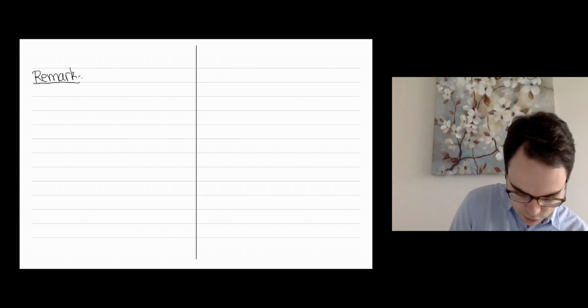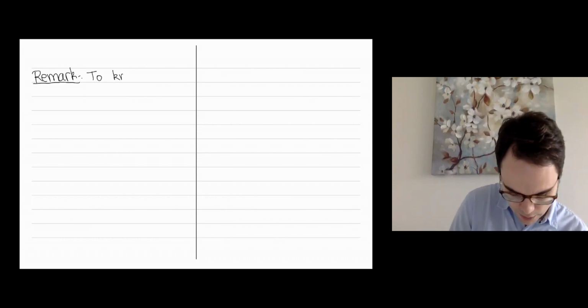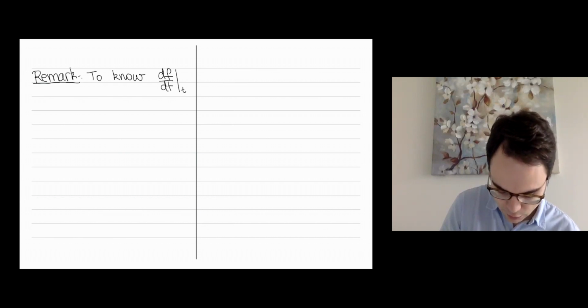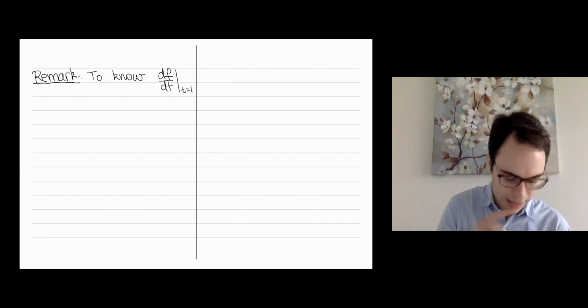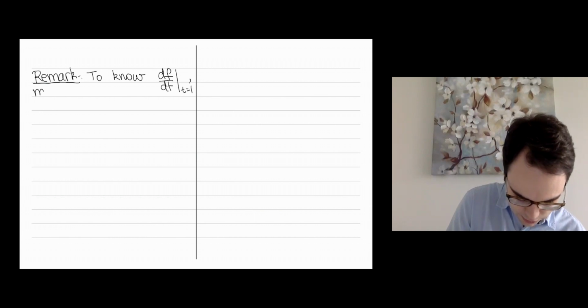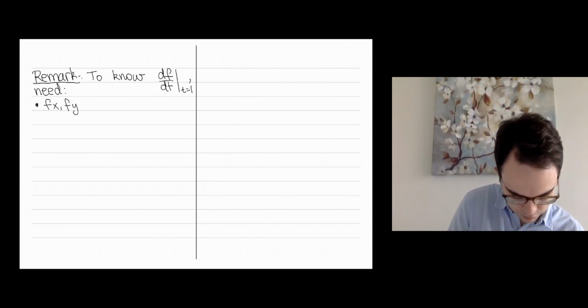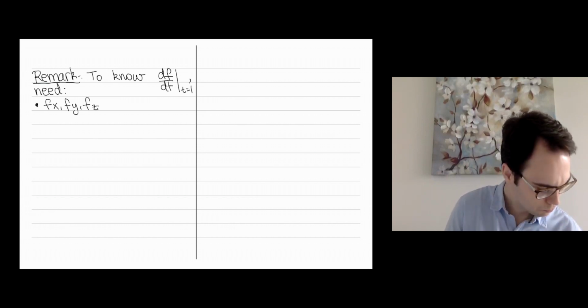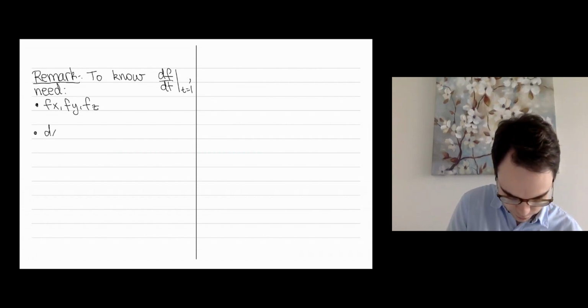Let's say I want to know the derivative of f with respect to t for a specific value of t. So let's say t equal to 1. We need two things. We need the partials of f, and we need the derivatives of the variables with respect to t.